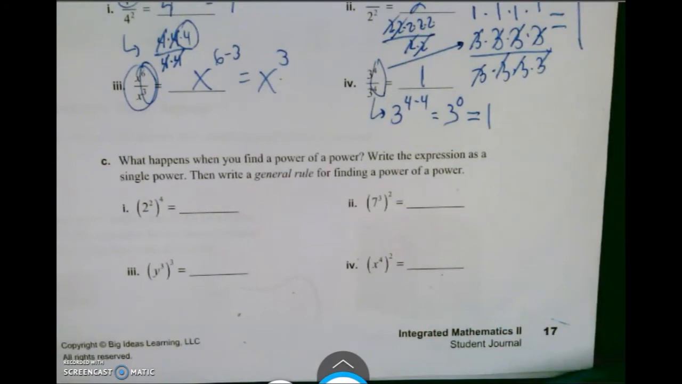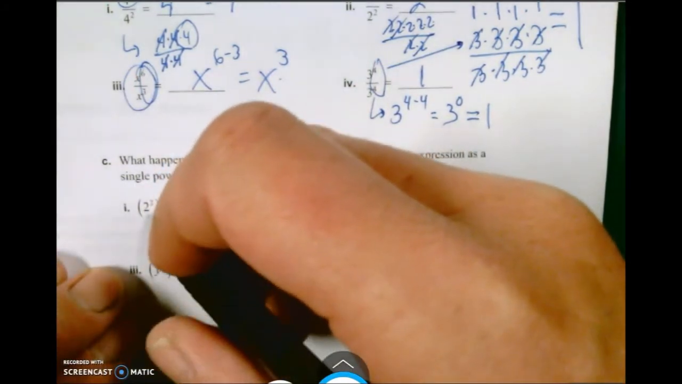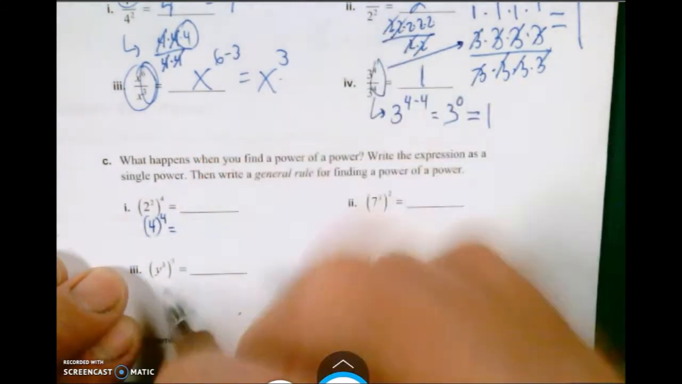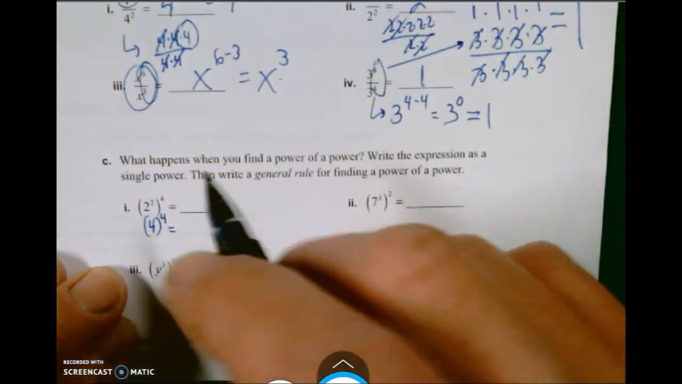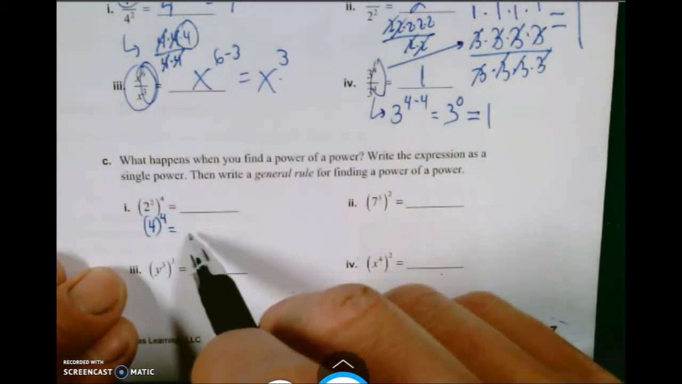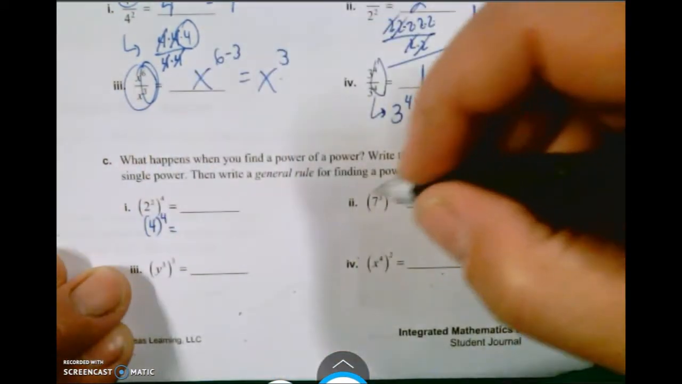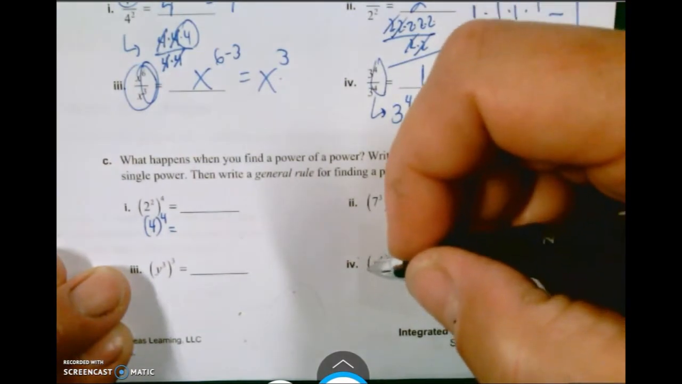All right, section C says, what happens when you find the power of a power? And that gets confusing, so what do you do? Well, do you do 2 to the 2, which is actually 4, raise that to the 4, and do that on your calculator? You could. It's like 256, I believe. We're not going to do that. A lot of times, like I said, if it's an exponent practice, we want to practice with the exponents. Don't just chug this in the calculator.